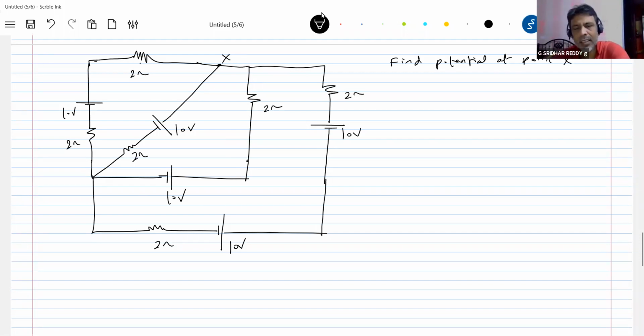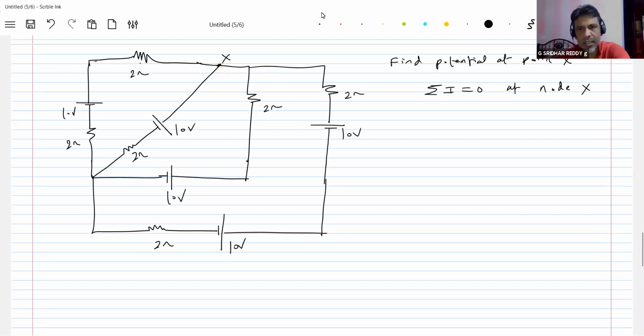KCL: the summation of currents equals 0 at node X. We are not sure in what direction the currents are entering, or how the currents will flow. We just write the nodal equation, KCL at X. The algebraic sum of currents at a junction is 0. That basic KCL is what is being applied here.